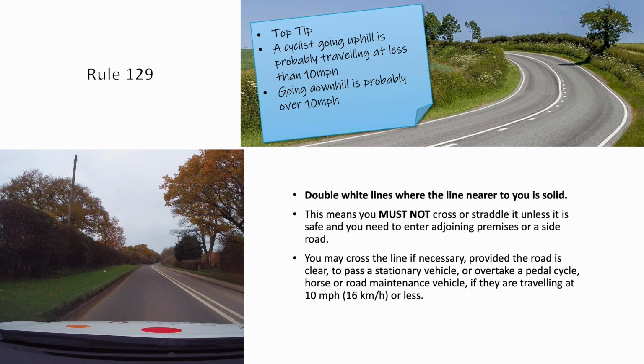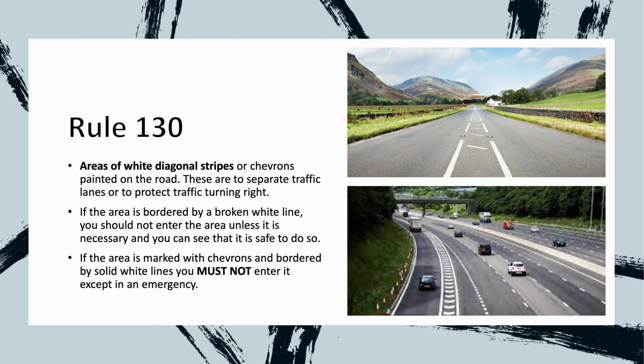Rule 130. Areas of white diagonal stripes or chevrons painted on the road. These are to separate traffic lanes or to protect traffic turning right. If the area is bordered by a broken white line, you should not enter the area unless it is necessary and you can see that it is safe to do so. If the area is marked with chevrons and bordered by solid white lines, you must not enter it except in an emergency.